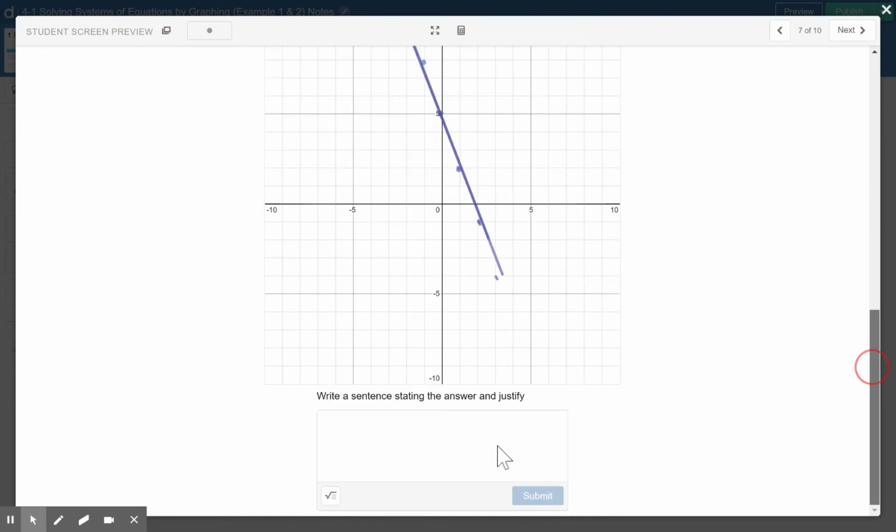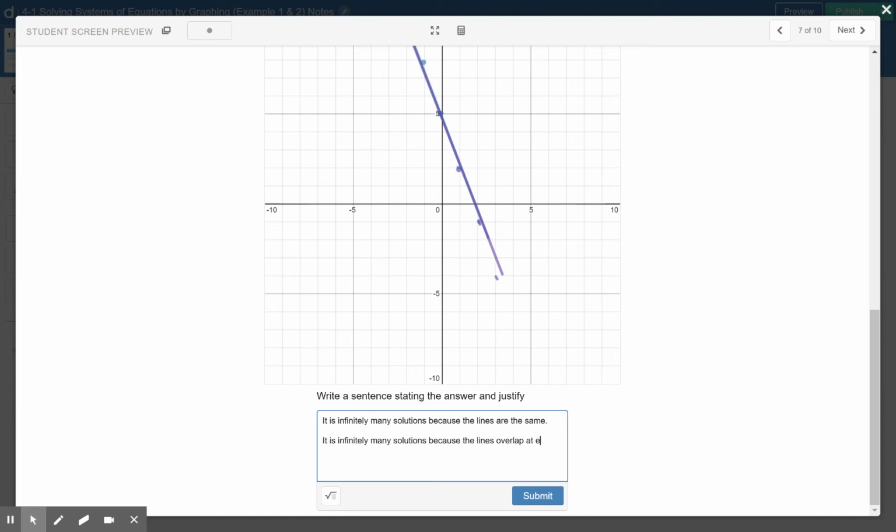So it is infinitely many solutions because the lines are the same. You could say it is infinitely many solutions because the lines overlap at every point. So you don't have to write both of them. You can talk about that. You can do something along those lines. So I just want to give you 2 different ways of getting the right answer.